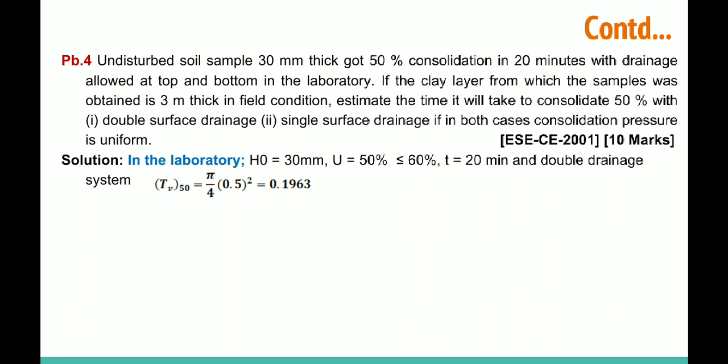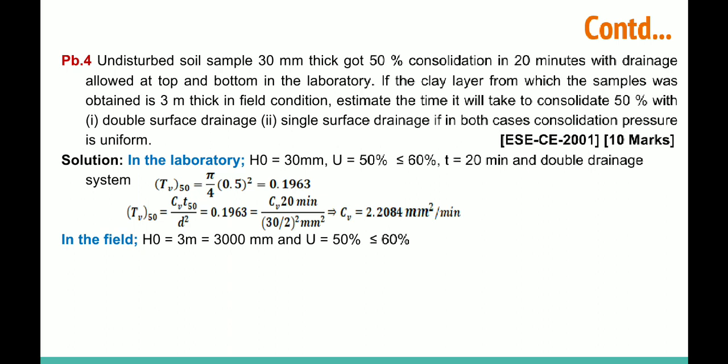So here the degree of consolidation is 50%, that is less than or equal to 60%. So we can use this formula, and then we get Tv = 0.1963. So again we have this equation. By putting all these values, we can calculate the coefficient of consolidation, that we get 2.2084 mm square per minute. Okay, so always focus on the units also, in what unit you are putting the value and what unit you are getting the result, and in between you can do the conversion. So that is not an issue.